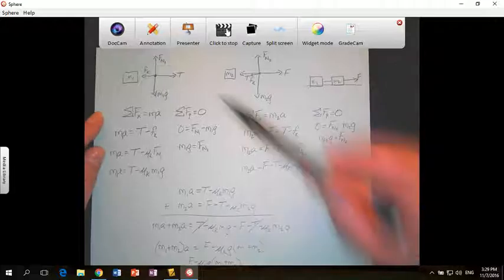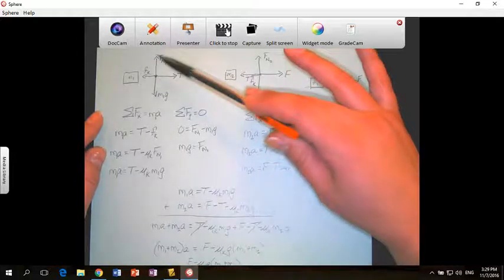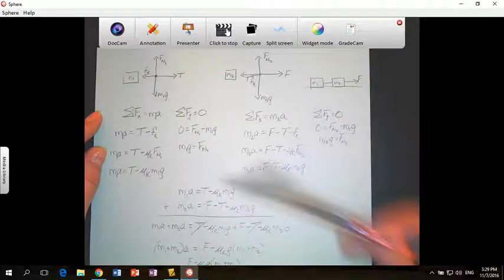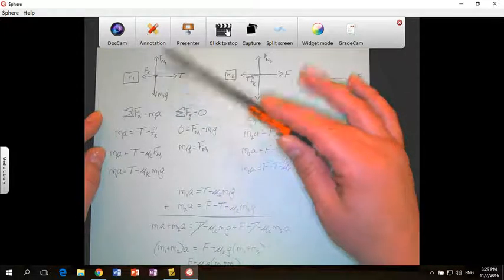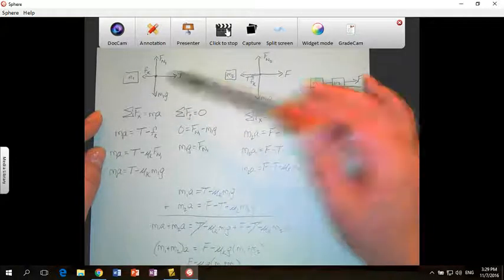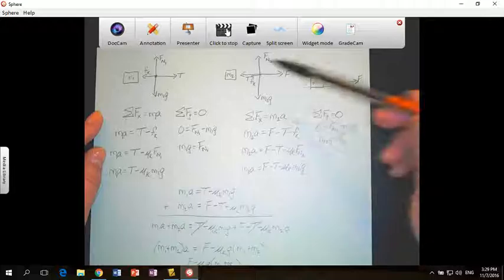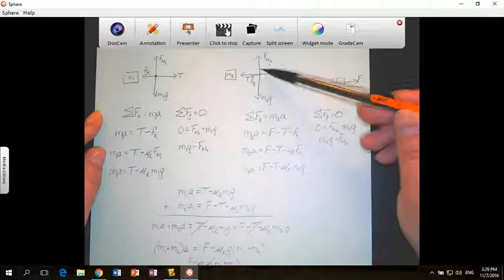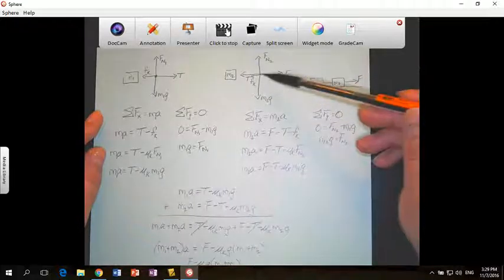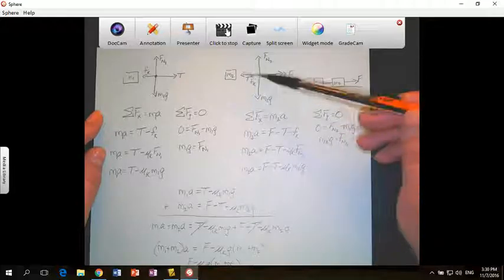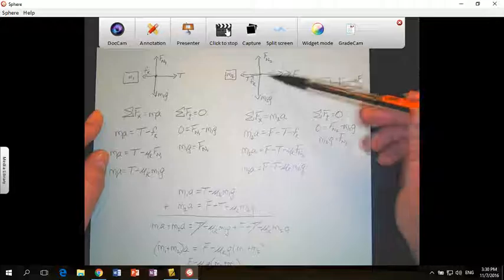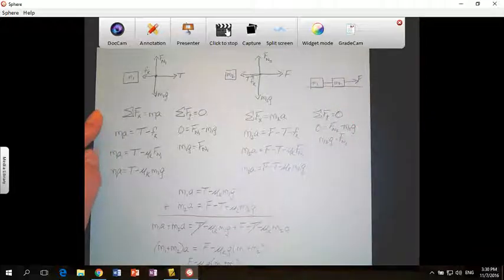So you can see here I've got my free body diagram for M1, so weight of M1, the normal force, the kinetic friction force, and the tension. For M2, weight of M2, normal force of M2, the tension pulling back, the kinetic friction also opposing the motion from the force going forward.